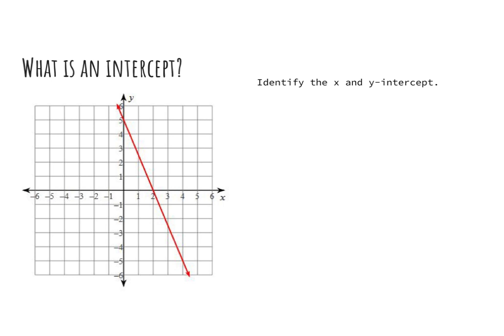So first we want to recall what is an intercept. An intercept is basically any point in which your graph is passing through an axis. So this blue line would be considered the x-axis, and then this green line would be considered the y-axis.